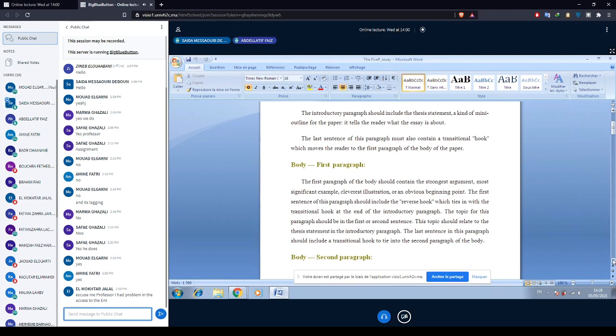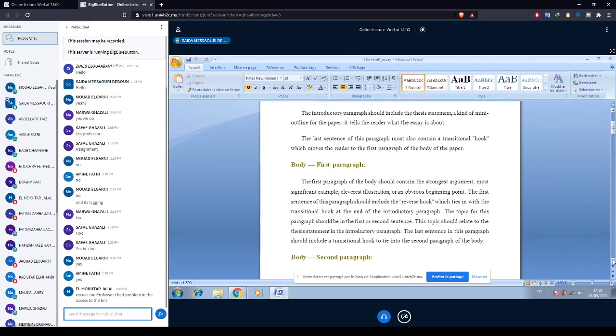The first sentence of this paragraph should include the reverse hook. Aha. What is the reverse hook? So the reverse hook is a sentence that is going to tie in with the transitional hook you have at the end of the first paragraph. Or here, it is the case of the introduction, at the end of the introductory paragraph. The topic for this paragraph should be in the first or second sentences.